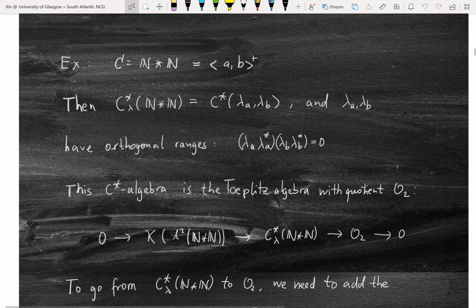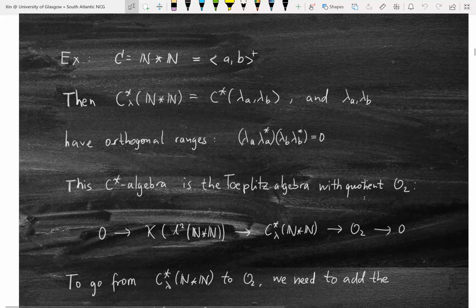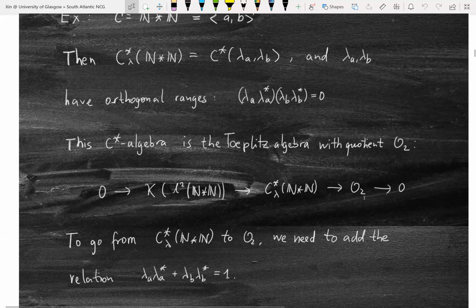And so this is a well-known C-star algebra. It's the Toeplitz version of the Cuntz algebra O2. So you have an extension like this. You have a quotient map onto O2, which you get by dividing out the compact operators. And how do you see this exact sequence? Well, if you want to go from this C-star algebra to O2, then the additional relation you need is that not only are the range projections orthogonal for A and B, but they also have to sum up to 1. Because then you get the usual relation defining the Cuntz algebra O2.